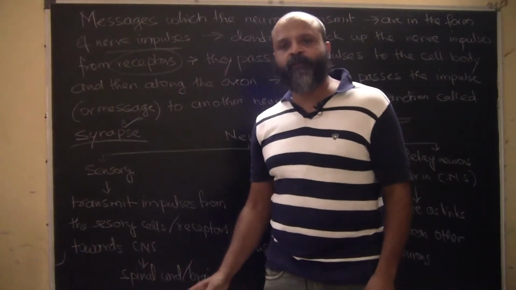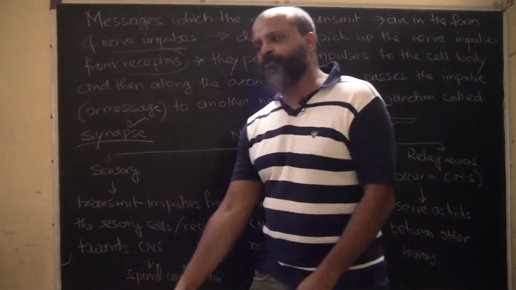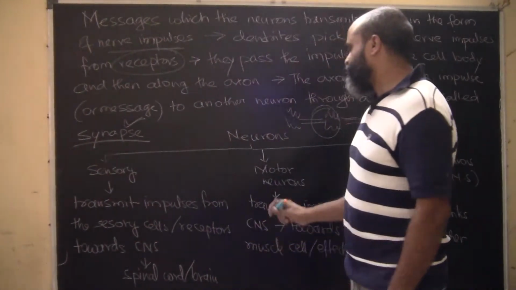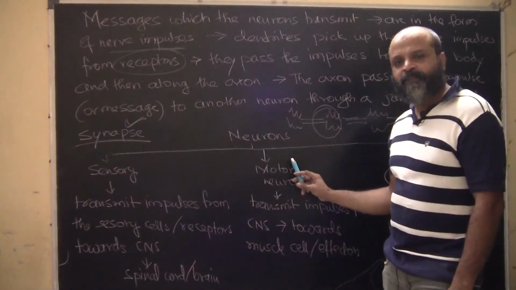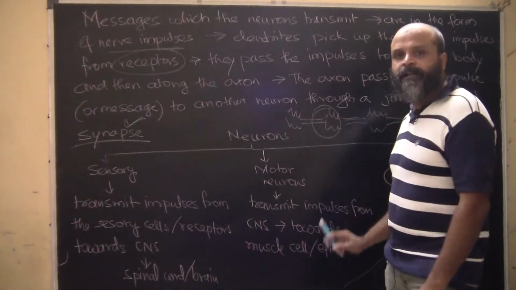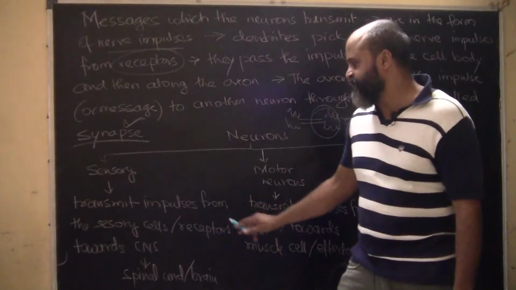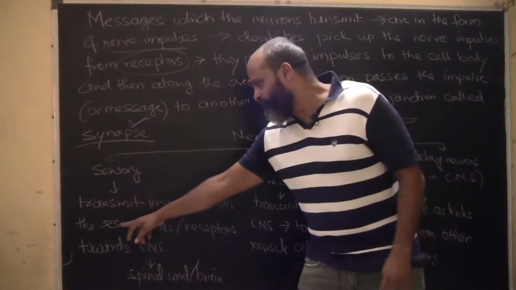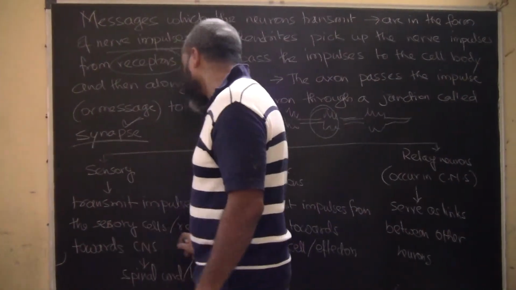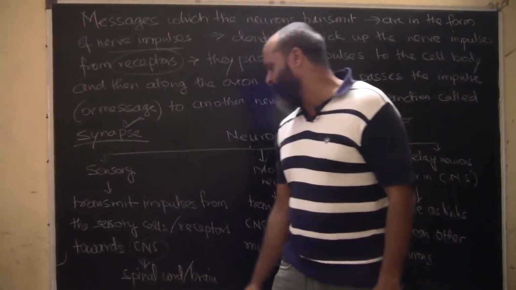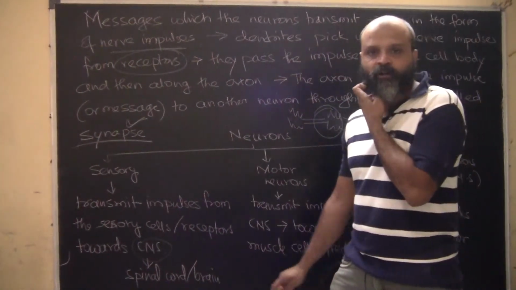However, we have different forms. These neurons we are talking about are of three types: sensory, motor, and relay neurons. Now, what are sensory neurons? Sensory neurons transmit impulses from the sensory cells, which are receptors, towards the central nervous system, that is, the spinal cord or the brain.